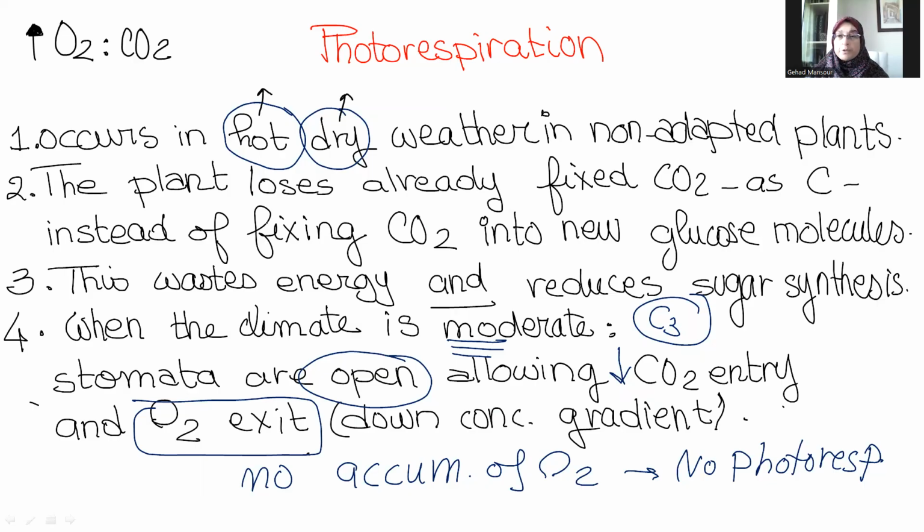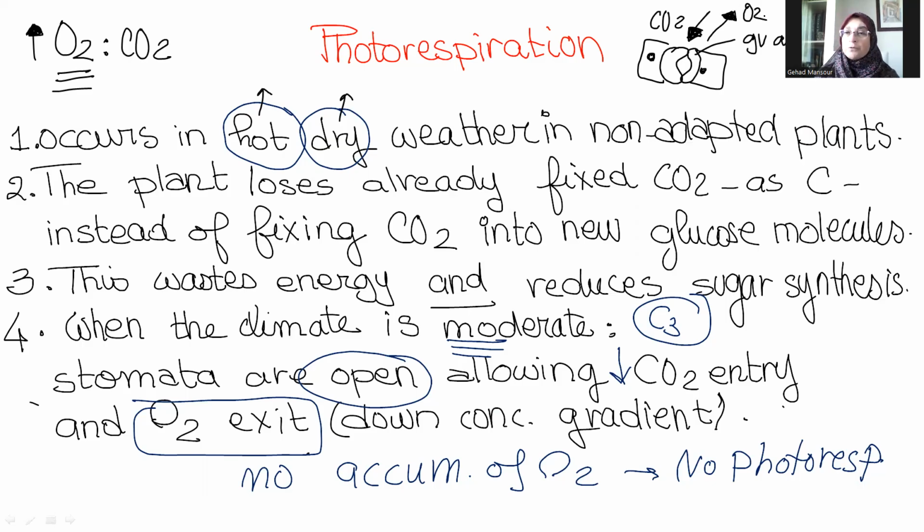What's the relationship between hot, dry weather and accumulation of oxygen? Usually the plants, as you know, have stoma or stomata on their surface, and these are spaces in between the guard cells, as you know, in the epidermis of the leaf. Those stomata are open during daytime to allow for the entry of carbon dioxide for photosynthesis and the release of oxygen that results from photosynthesis.